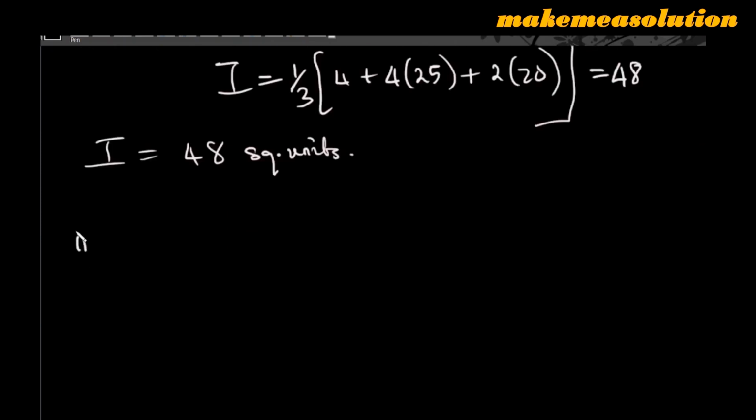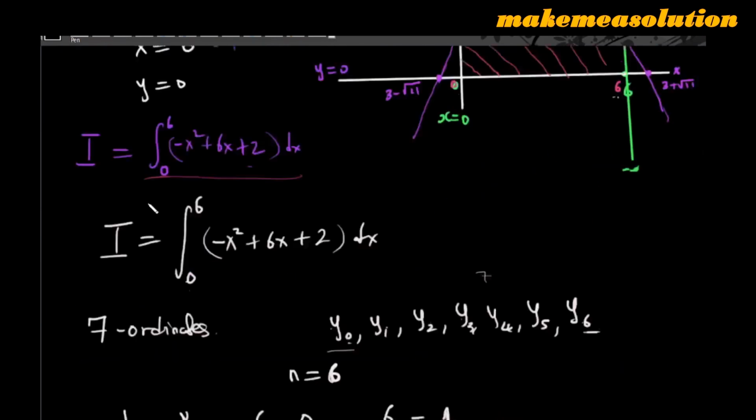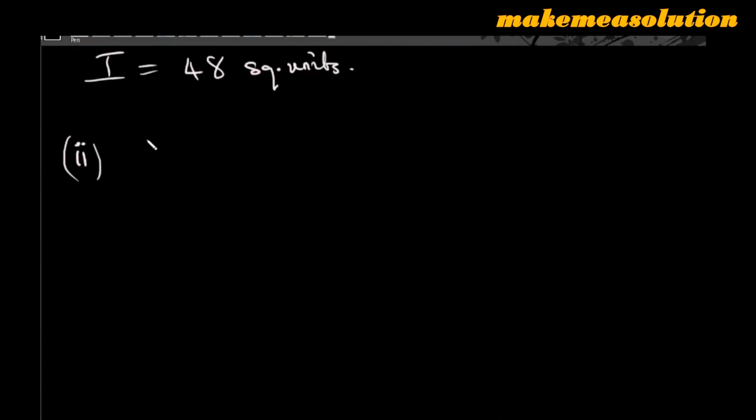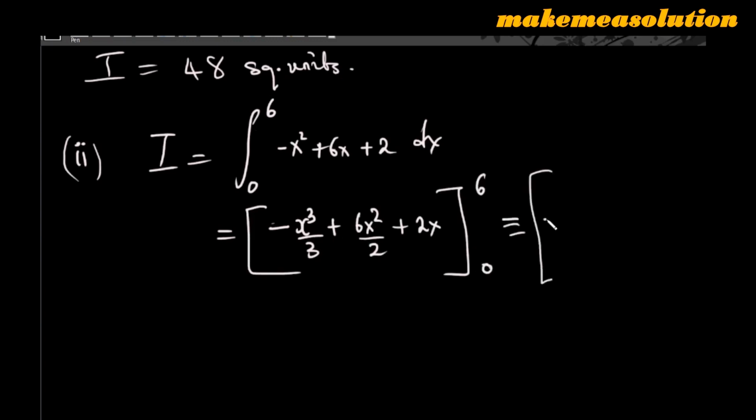So they want us in part II to evaluate it analytically by integration, as you can see from the question. Calculate the area of the region by integration. So we are going to use integration to evaluate it. Remember, I is equal to the integral from 0 to 6, which is the bounds, of negative x squared plus 6x plus 2 dx. So evaluating it by your rule of integration, this will become minus x cubed over 3, plus 6x squared all over 2, plus 2x. There's no need for a constant of integration because you're dealing with a definite integral. So if you solve further, you're going to have minus x cubed over 3, plus 3x squared, plus 2x from 0 to 6.